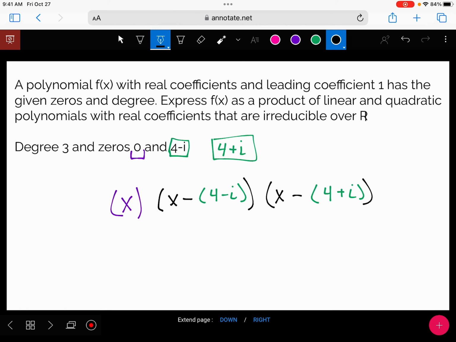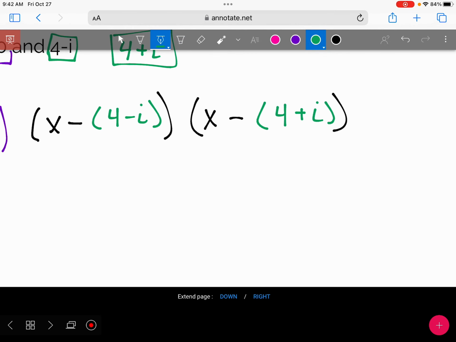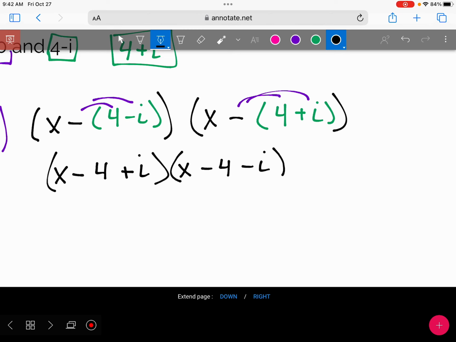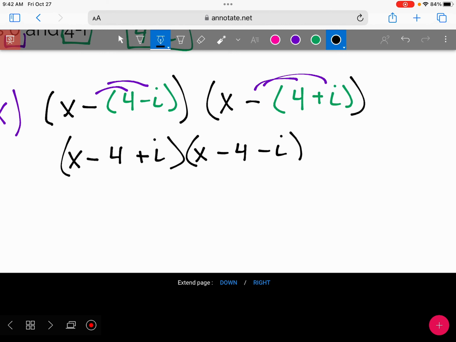So much fun. Okay, so again, we don't like polynomials with i's, and this one looks particularly gross. So we're going to multiply it out. First thing I need to do is distribute the minus sign on both of these: x minus 4 plus i and x minus 4 minus i. And we're going to multiply these together. We're just going to go carefully and organizedly.